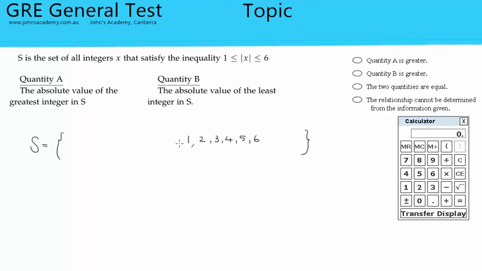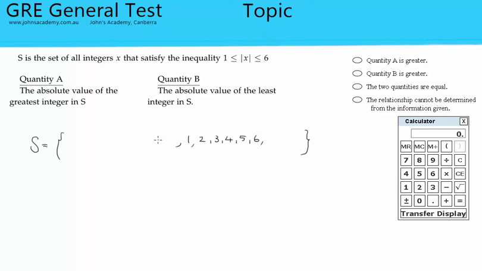So what about 0? 0 actually does not work. And 7, of course, does not work. If you put 7, well, can x be 7? The answer is no, because absolute value of 7 is 7, and that is greater than 6, not less than 6. 0 cannot be the answer because absolute value of 0 is equal to 0, and 0 is not between 1 and 6.